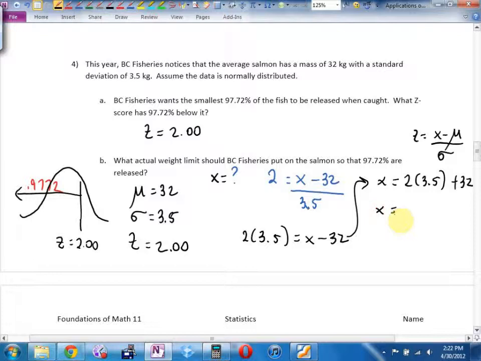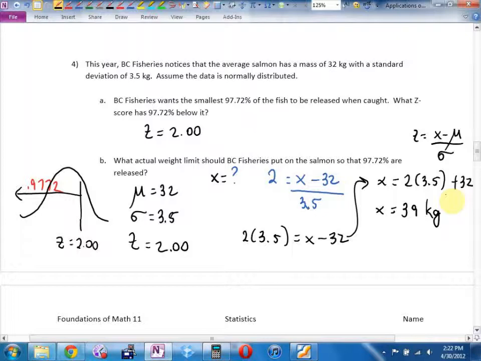What size limit or what weight limit would we put on salmon this year? 39 even? So if it's less than 39 kilograms, release it. If it's bigger than 39 kilograms, keep it. Most of the breeding stock goes back into repopulating the salmon. Okay.